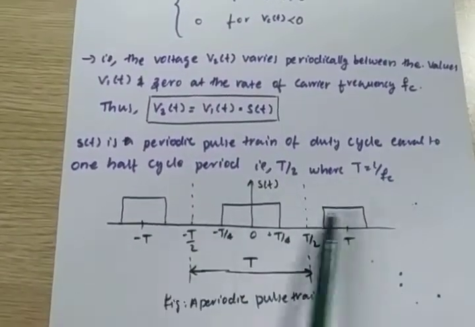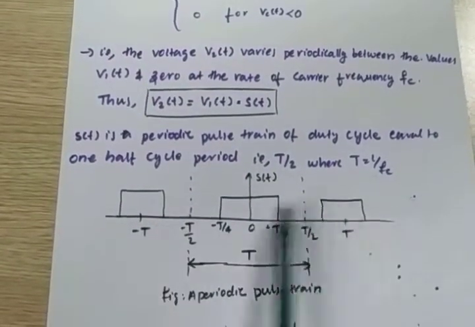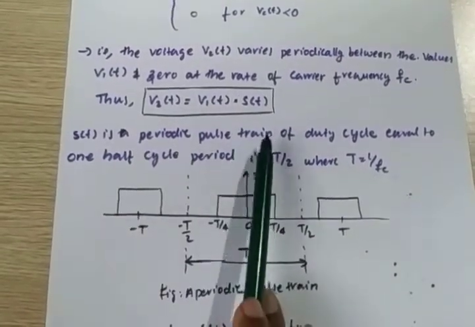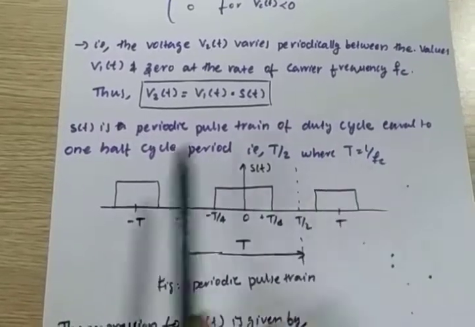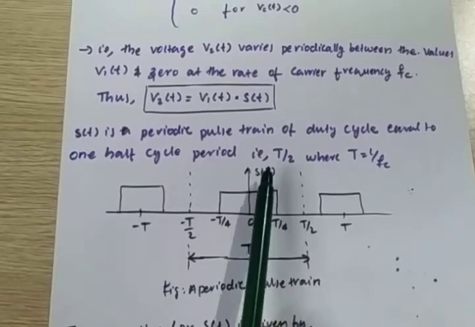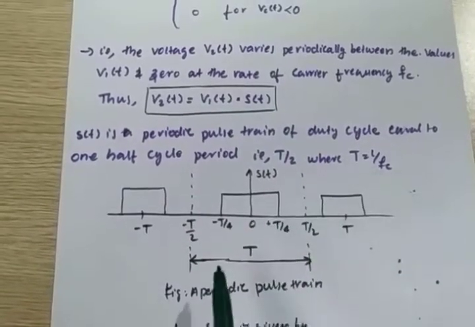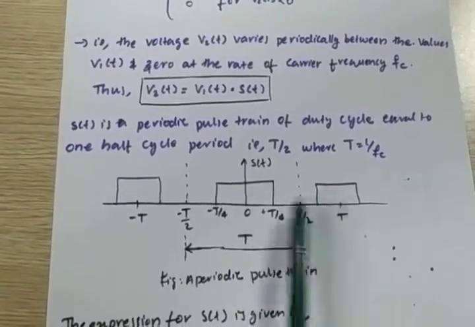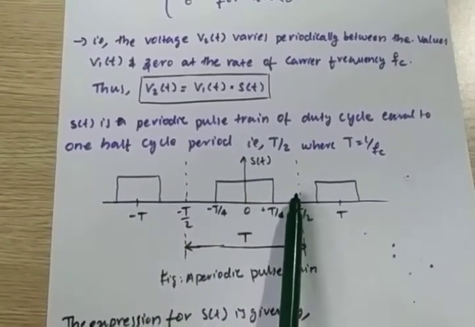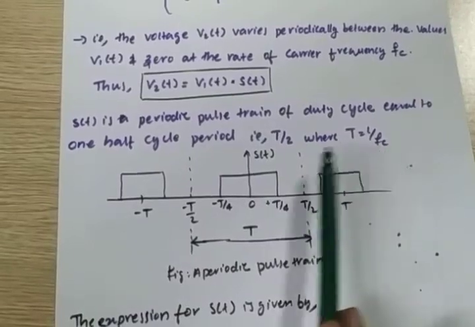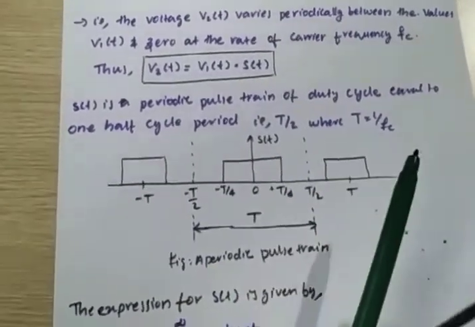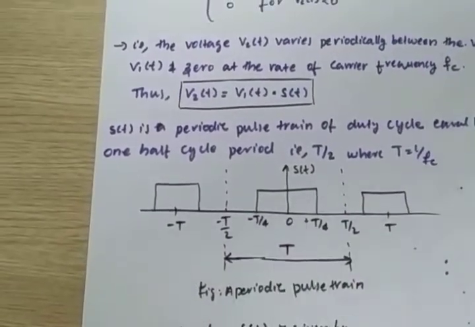I already told, s(t) is a signal, a signal which is repeating with a period. So s(t) is a periodic pulse train of duty cycle equal to 1/2 cycle period, that is T by 2. This is a periodic signal which is repeating with a period and its duration T is nothing but 1/f, and t is varying from minus T by 2 to plus T by 2, like that. We are taking the period. So this is the periodic signal.